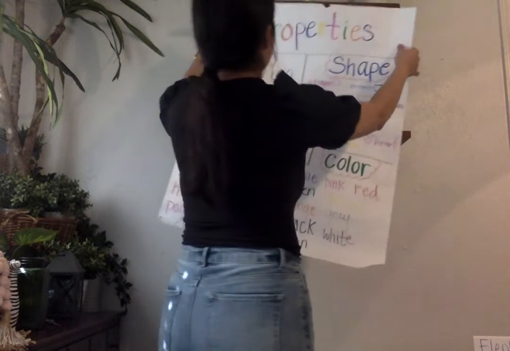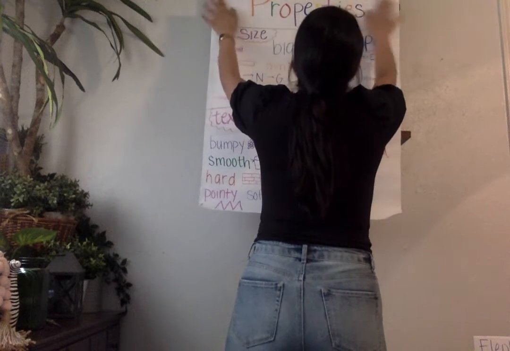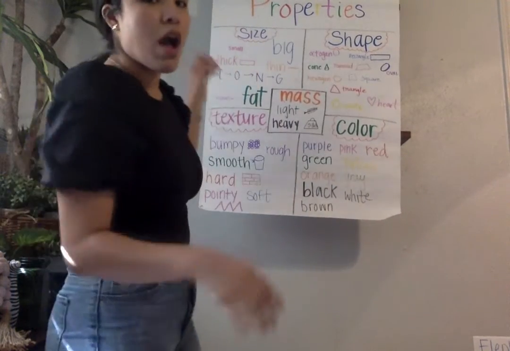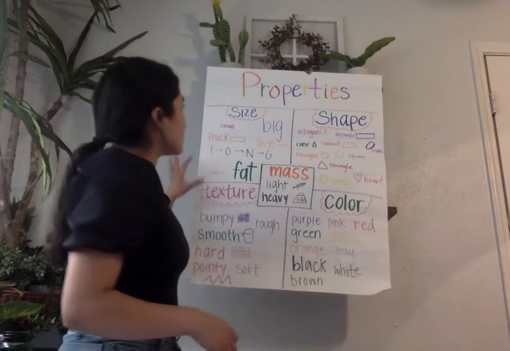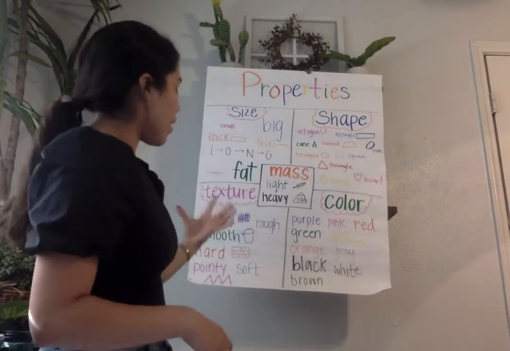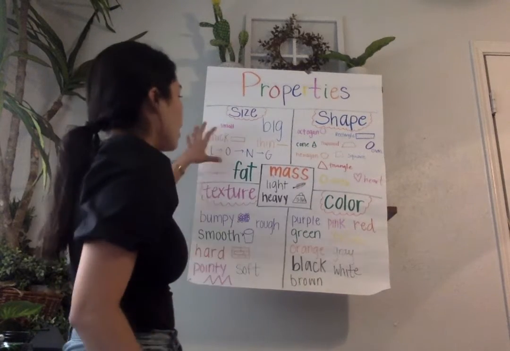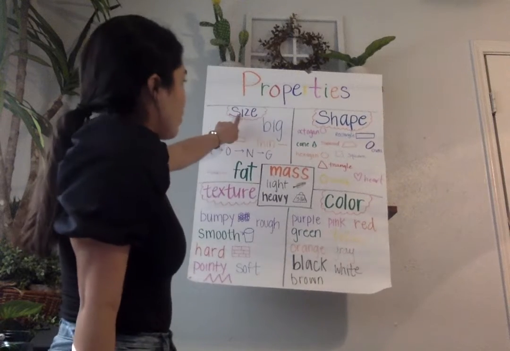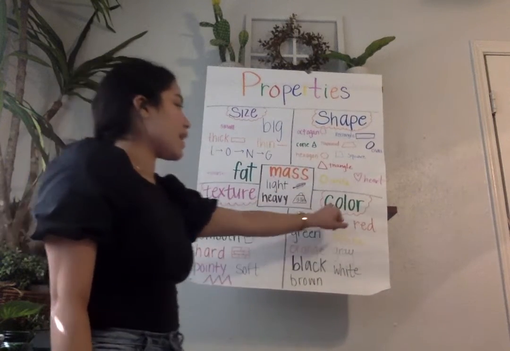So we'll move that to the side, and then we are going to get started and take a look at our anchor chart, okay? So here is more examples of the physical properties of matter, okay? So I've created this anchor chart, and it lists the different properties of matter, which are the different physical characteristics of matter, right? So there's 5 of them that we have on here. So the first one is size, then we have shape, texture, mass, and color.